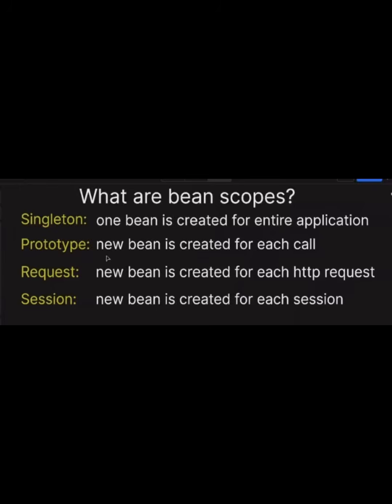Then guys, next is request scope. In the Spring Framework, request bean scope is used in web applications. Generally we use this scope in our web application where a new bean instance is created for each HTTP request. So one instance is created per HTTP request. That time you can use request scope. The bean exists only for the duration of that request.